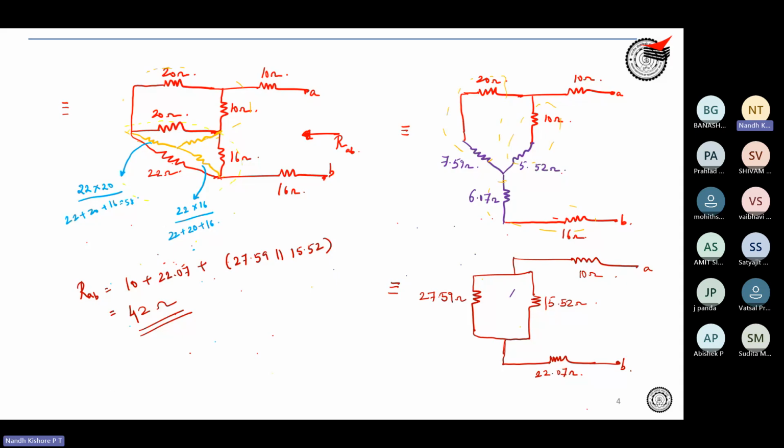Right. So this is the R Thevenin or this is the load resistance that will draw maximum power from the circuit. Okay.